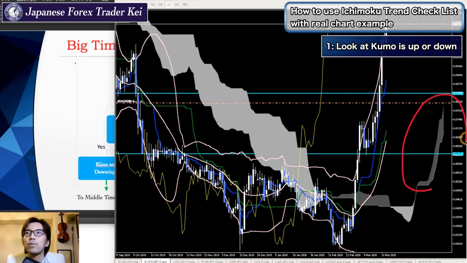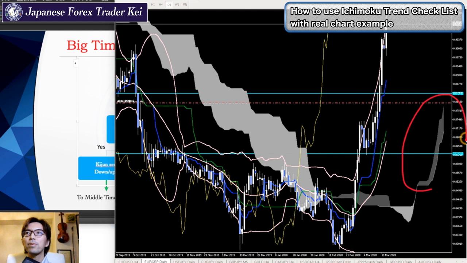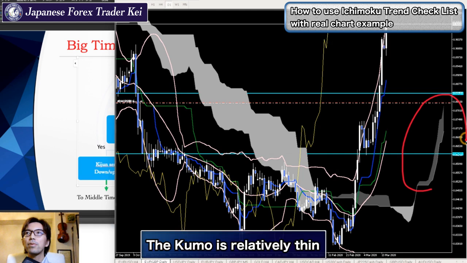Also, you look at the angle and the length and the thickness of the Kumo. And when you look at the angle, this is okay. This is a great uptrend angle. And the length is relatively longer here, so length is okay. But when you look at the thickness of the Kumo, this is relatively thin.